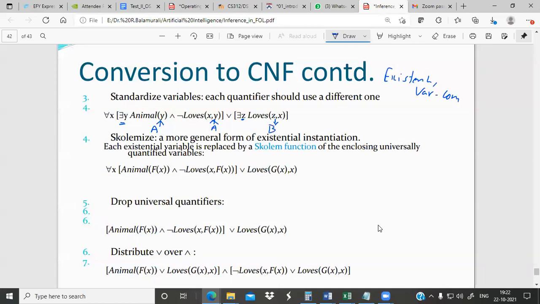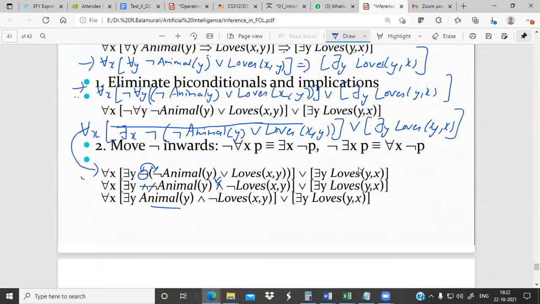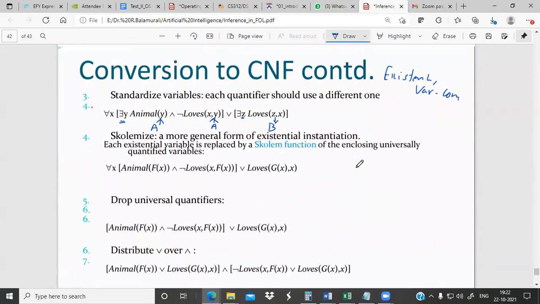Then actually the meaning of the sentence will change. See, actually now the meaning is preserved. What is the meaning? The same meaning is preserved. That is, everyone who loves all animals is loved by someone. That's the statement. So still the meaning is preserved.